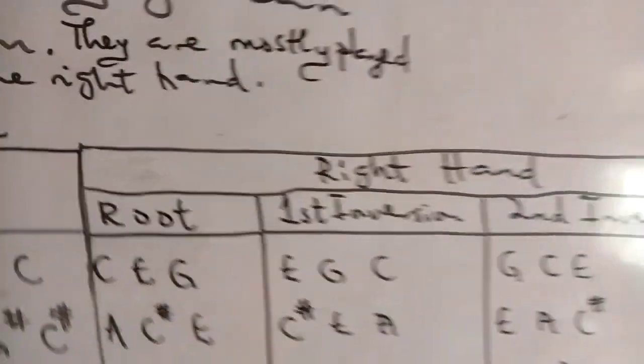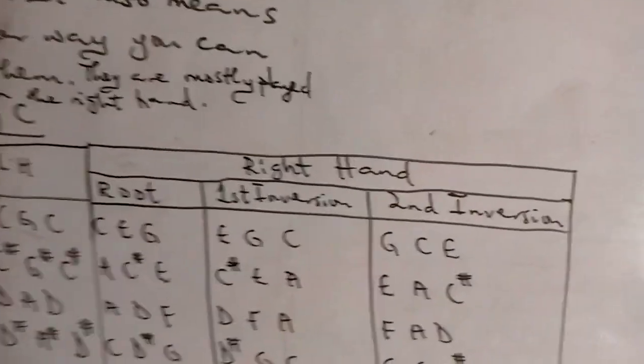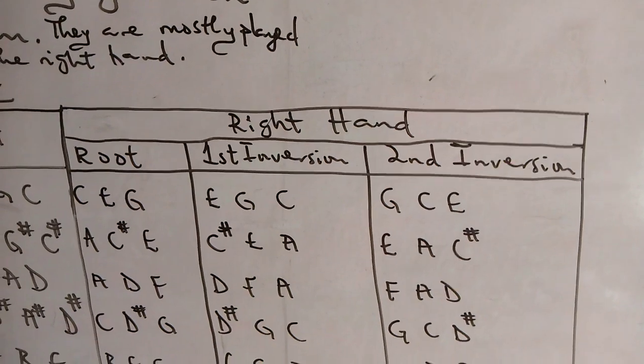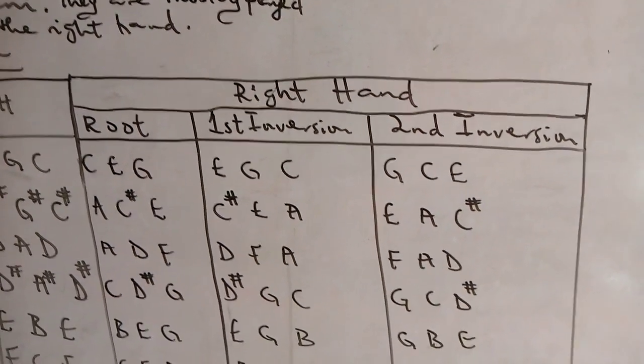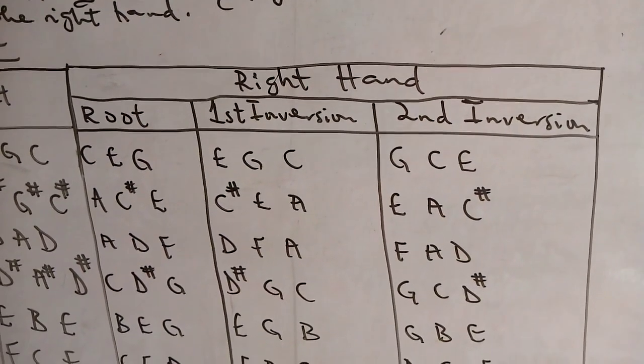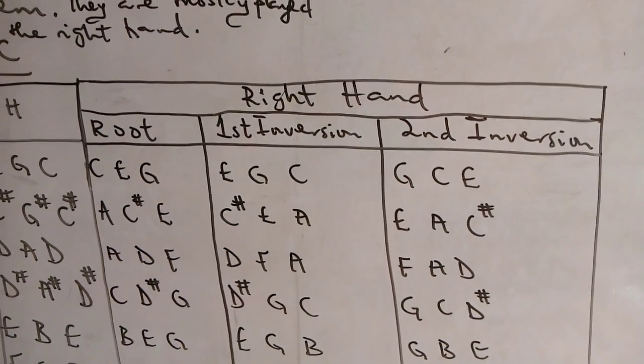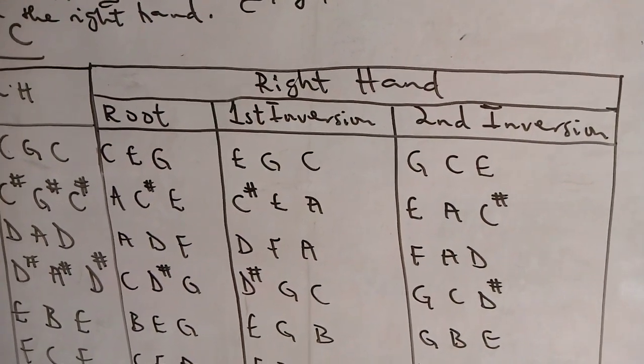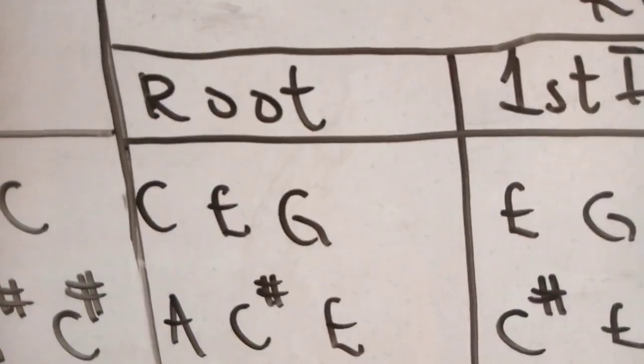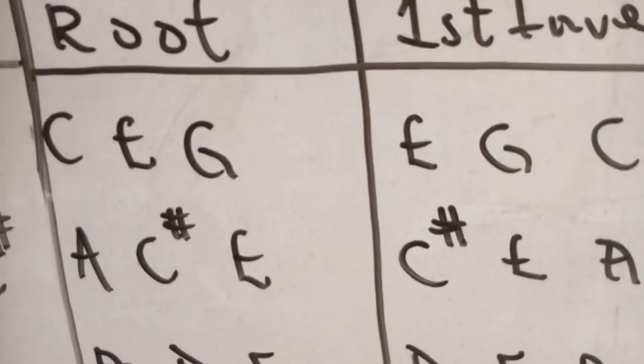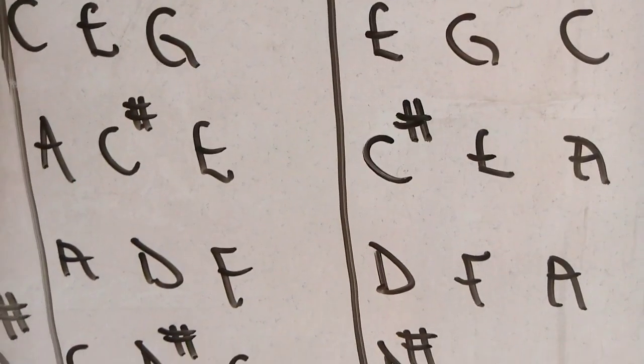Alright, so when we talk about inversion, most times it is played on the right hand. As you can see, the first triad you are playing on your right hand is called your root triad, which is this, your root. This C, G, A, C sharp, and E. Remember I showed you the solfeggio notes, which is this, and this.